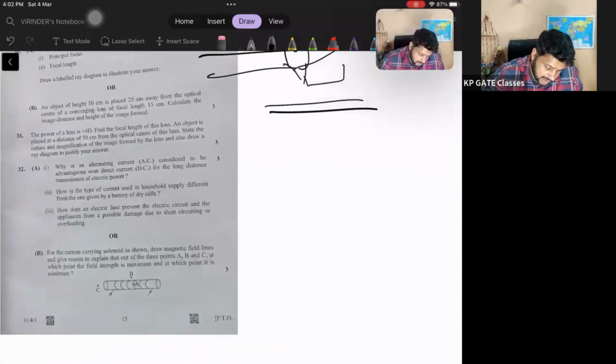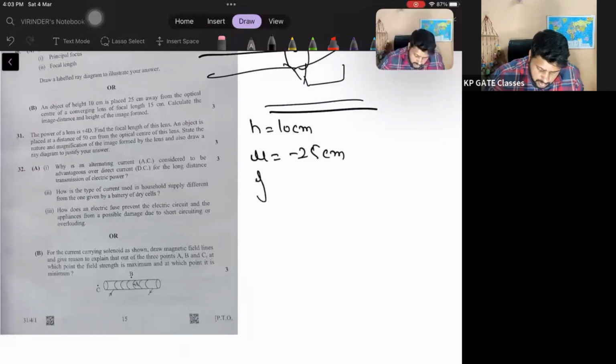An object of height 10 centimeter is placed 20 centimeter away from the optical center of a converging lens. So it is a converging lens, so U is equal to minus 25 centimeter. And the focal length of the converging lens is also given. Focal length of the converging lens is 15 centimeter.